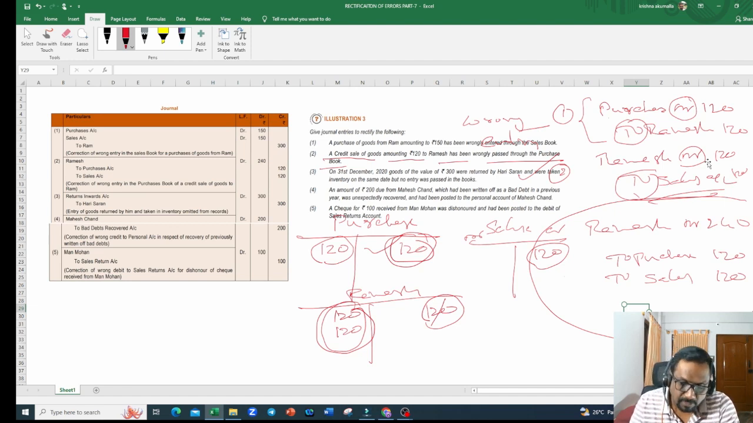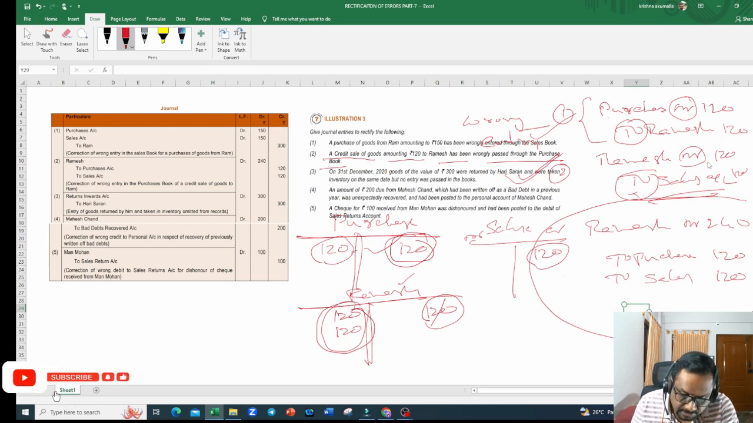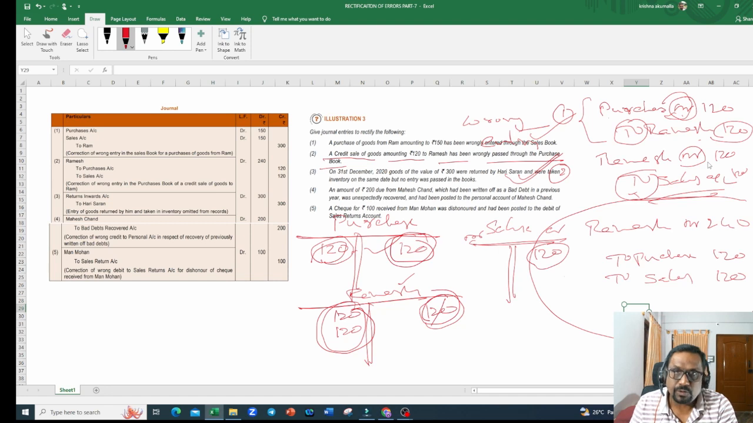First, you need to write what your wrong entry is. Then put them in account-wise, how this has been posted. Then you see what the correct entry is. In the correct entry, Ramesh account is already there. No need to prepare another Ramesh account. So prepare a sales account. Now you see, debit is 120, put 120 debit. Ramesh account credit 120, put credit 120.